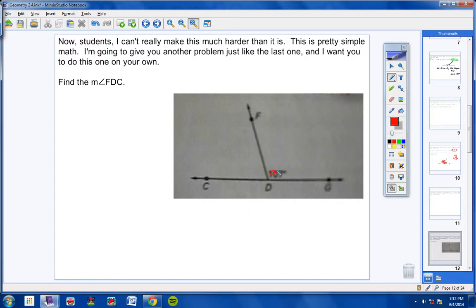And I'm afraid some of you can't read this, so I'm going to go ahead and make it real big. Sorry about that. 107 degrees, and this is C, and this is D, and this is, I'm not sure, we'll call it an O, and this is an F right here. Okay, there we go. I know some of the pictures are a little blurry today, and I apologize for that. 107 degrees. I want you to find the measure of angle FDC.